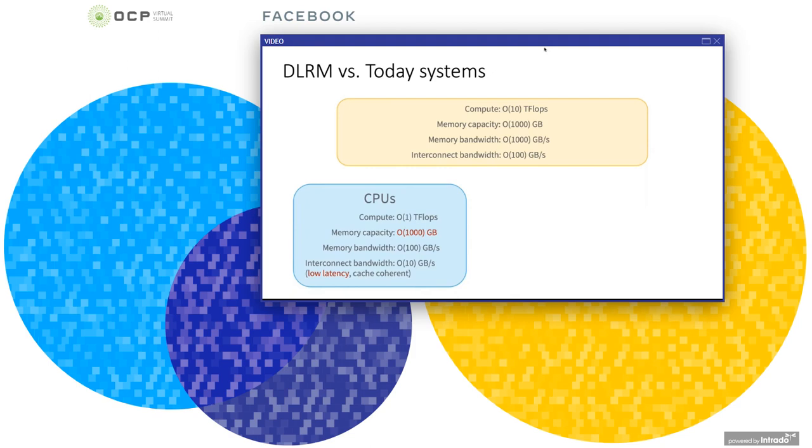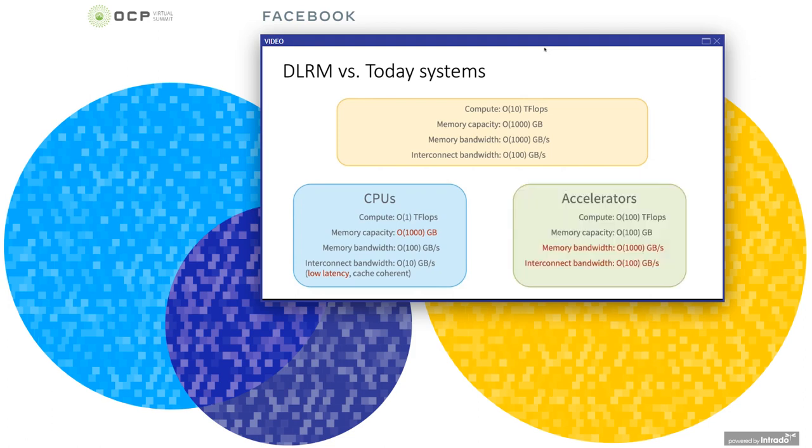So if you look at current systems that are available today, the CPUs, which are ubiquitously available in data centers, provide only the memory capacity, but lack everywhere else. And then the alternative is the accelerators, which provide a lot of compute, which is not necessarily beneficial in DLRMs, but they have bandwidth and interconnect.